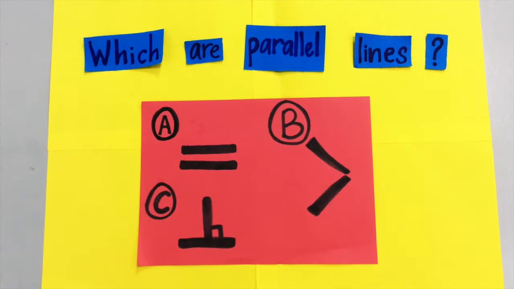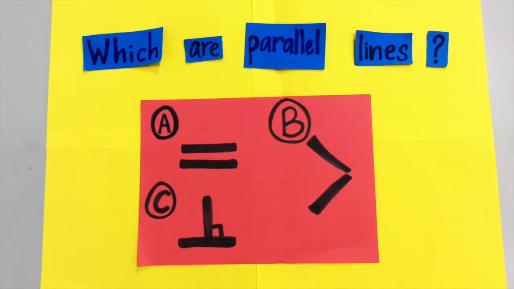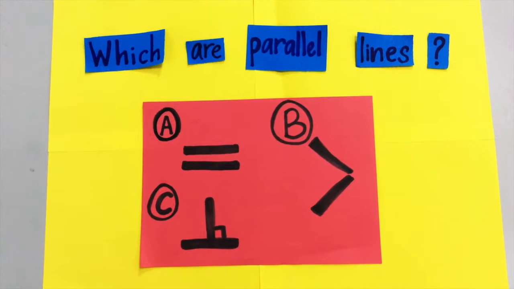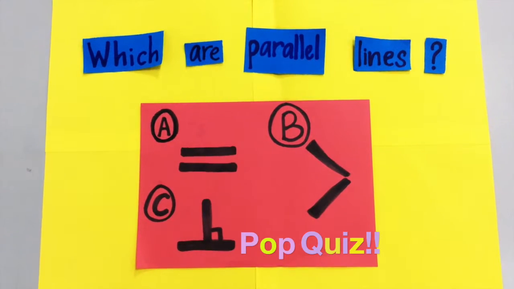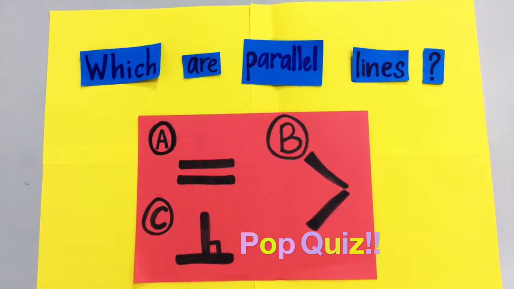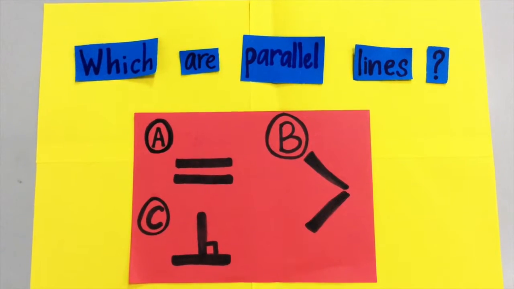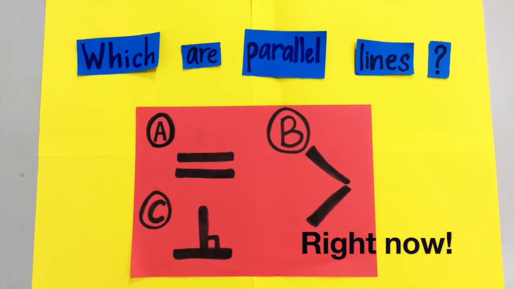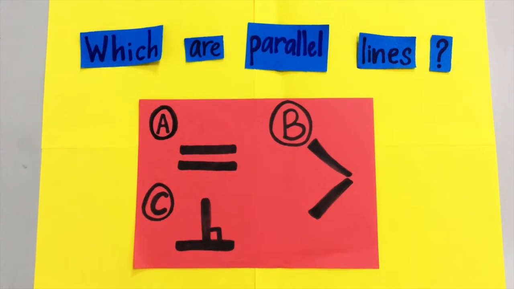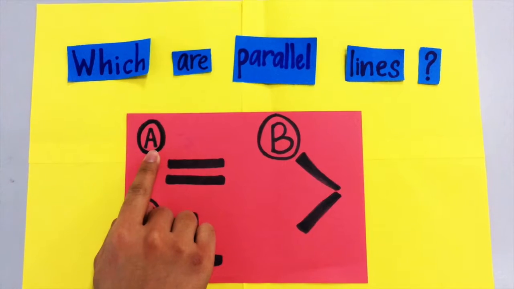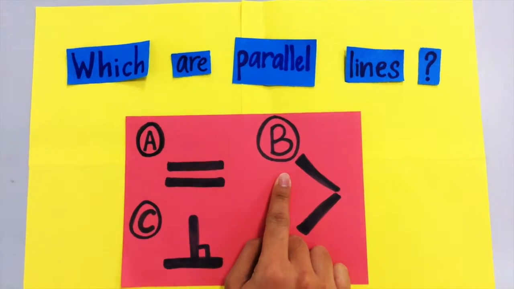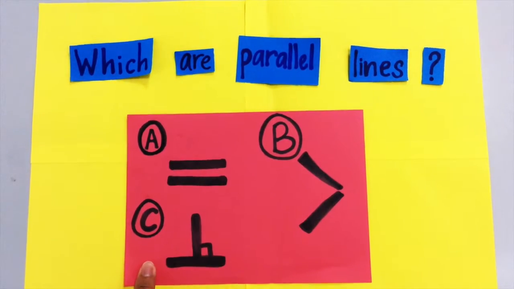Alright, now that you have learned both the parallel lines and perpendicular lines, now let's see if you can answer these few simple questions. It's pop quiz time! Let's get this quiz started. Hope you're all ready because we're starting right now. Let's look at this question. Which of these are parallel lines? Is it A? Or is it B? Or is it C?